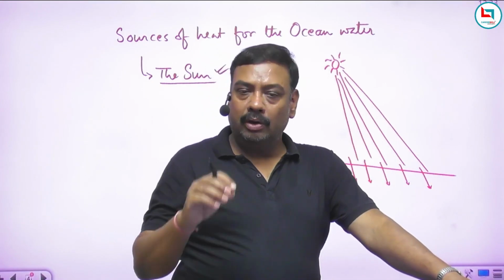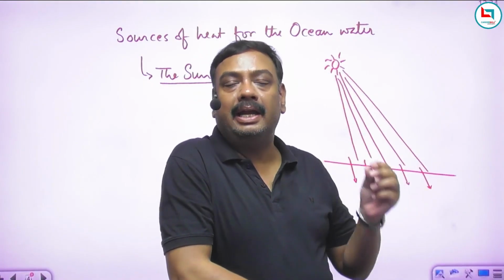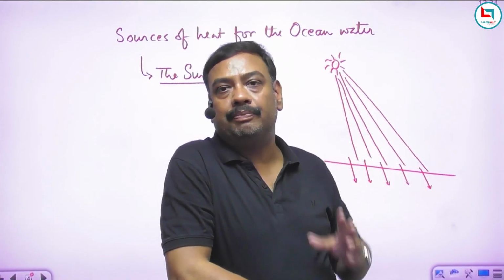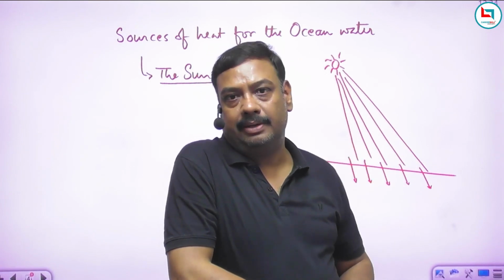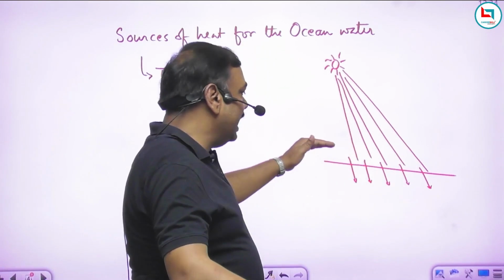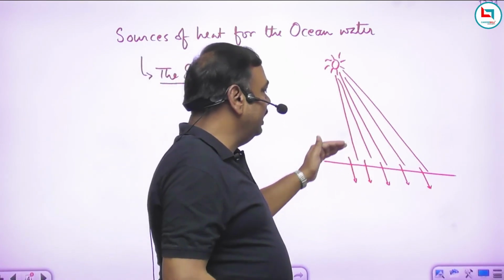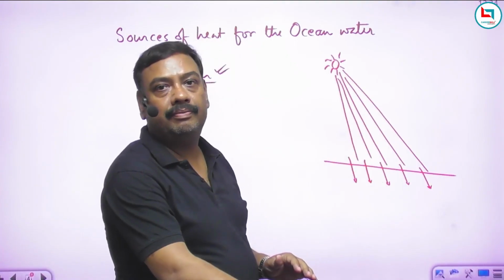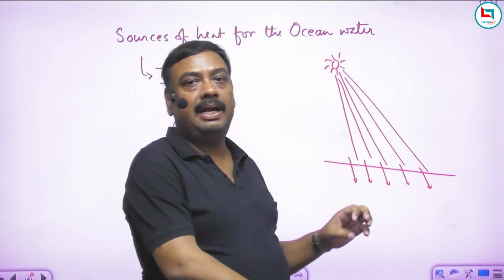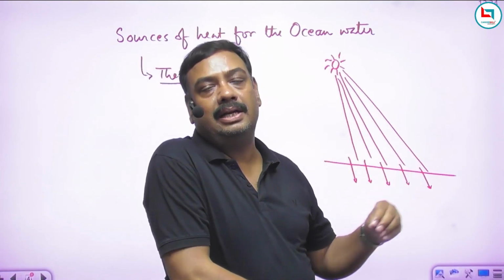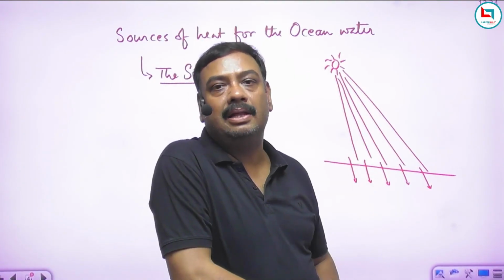Okay, so in two ways. It is the first way where the radiations are directly heating up the ocean water on the surface as well as below the sea surface. Below the sea surface, the radiations are penetrating, and since the ocean water is transparent, the radiations reach inside the ocean water, and the water molecules get heated up directly by the radiation.